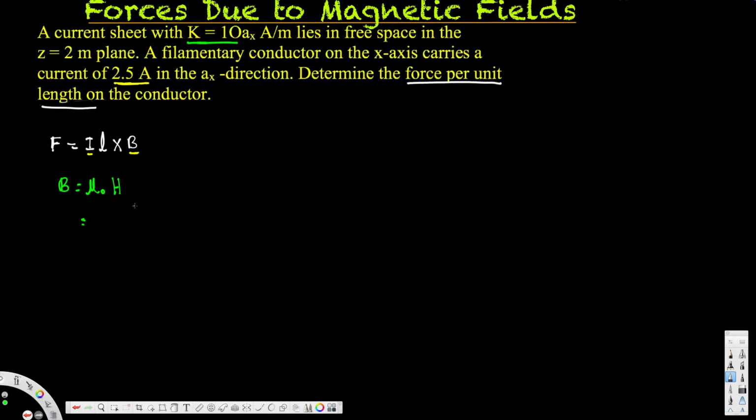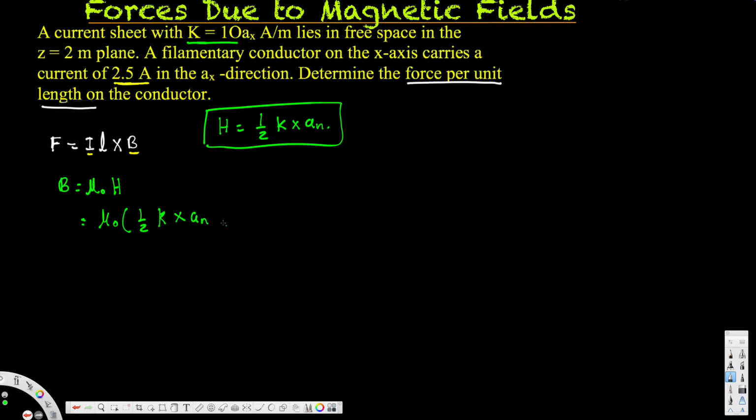To calculate this one, we have to use this equation: H is equal to half K cross a_N, right? K is the free current density and a_N is the unit vector normal to the interface. So we have these two available, so we can calculate this one. Now we can directly plug this in this equation and calculate all together. Mu naught times, instead of H, I plug in this equation, that is half K cross a_N.